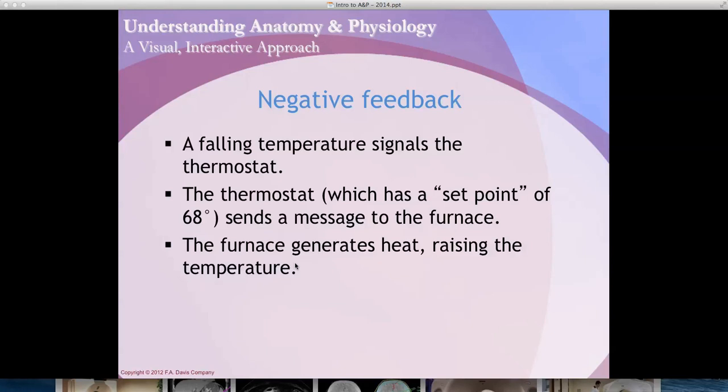If the temperature falls below that, what happens? Our furnace kicks on, generates heat, it raises the temperature of the house, okay? And then what happens? The temperature goes back up, gets above 65 degrees, and the thermostat shuts off. It stops telling the furnace to keep generating heat. The temperature falls back below, and it kicks on again, and it heats the house up again to 65, and we continually are in this negative feedback.